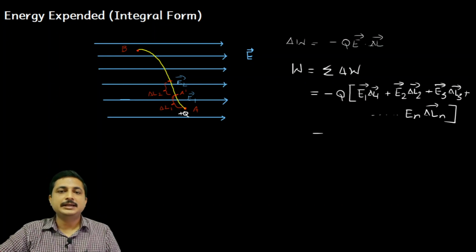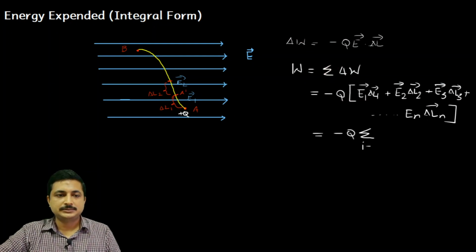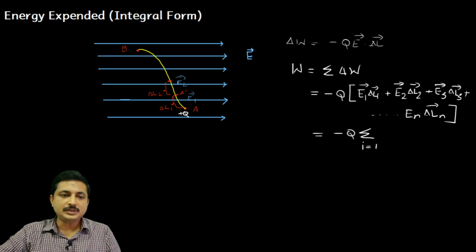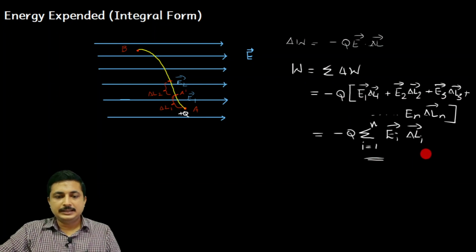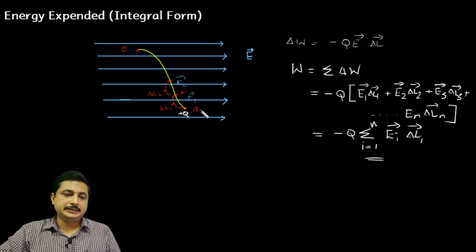Okay, En delta Ln. So this, as you know, can be easily written using summation. So I write this equation as minus q summation i equal to 1 to n Ei delta Li. Is this fine? Okay. So I get the total work done in moving a charge from the point A to point B represented by this mathematical equation.